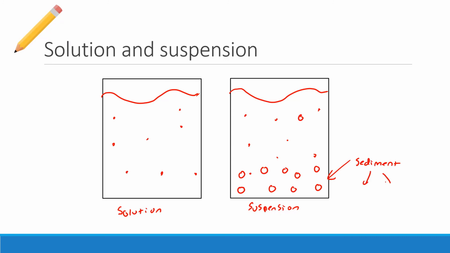And the sediment is either saturated or insoluble. It either doesn't dissolve or there is so much of it. There might be so much salt in this water that the salt sinks to the bottom. Or there might be so much sugar in this water that the sugar sinks to the bottom. That's our two differences.